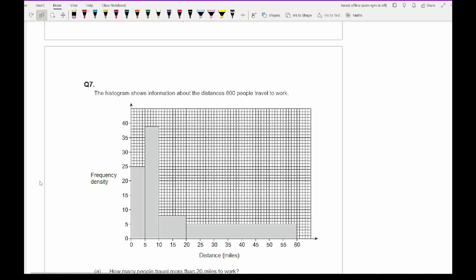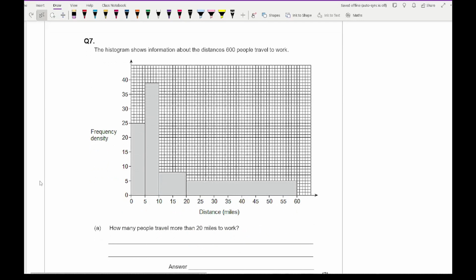Then moving on to question 7, it says the histogram shows information about the distances 600 people travel to work. And part A says how many people travel more than 20 miles to work. So in other words, what we need to do is work out the area of this fourth bar. So let me just write that down. We want to work out the area of the fourth bar. So the width of that bar is 40 and the height of the frequency density is 5. So it's going to be 40 times 5, which is 200.